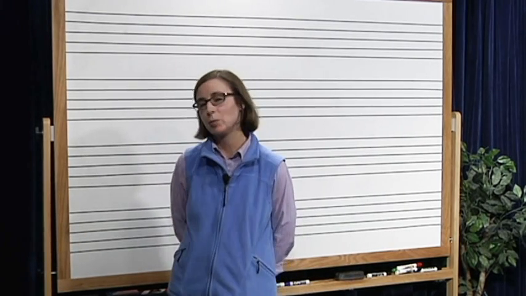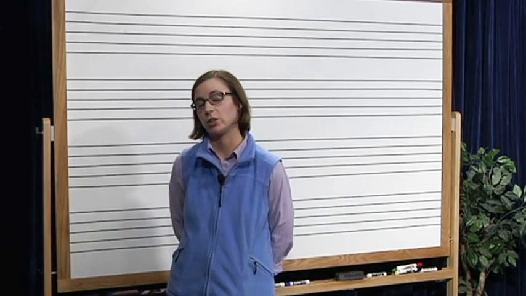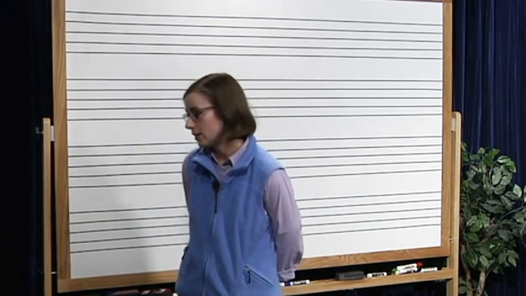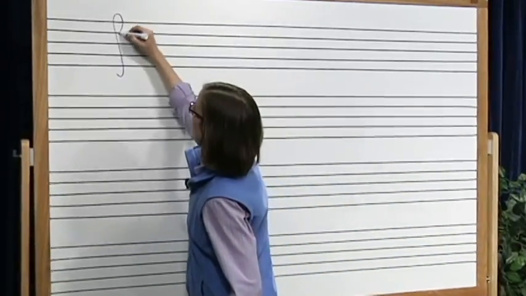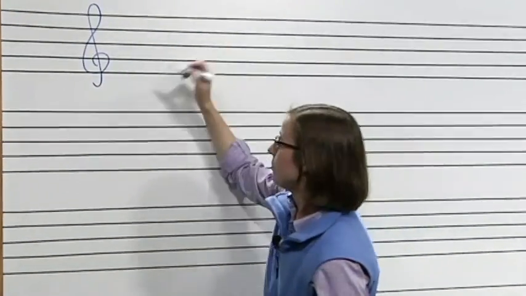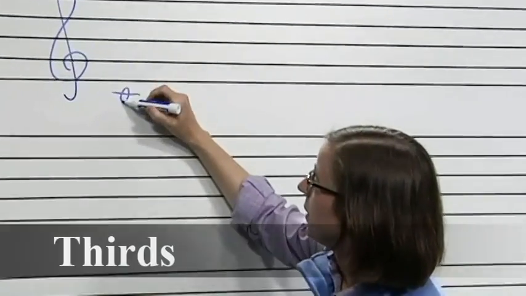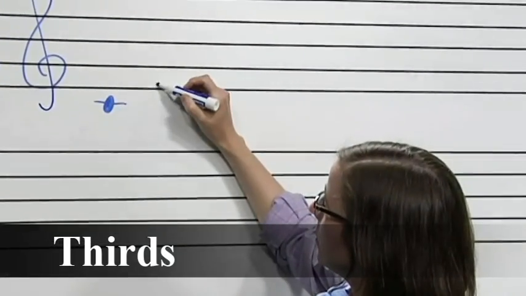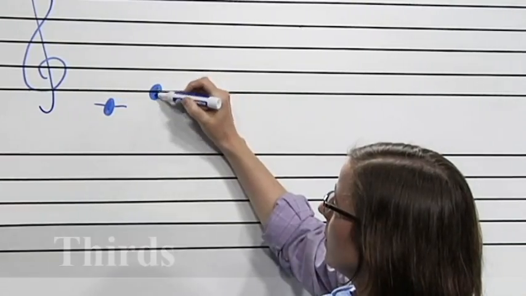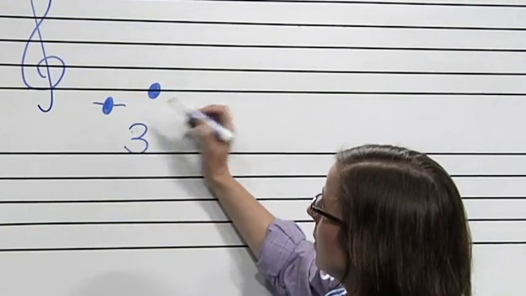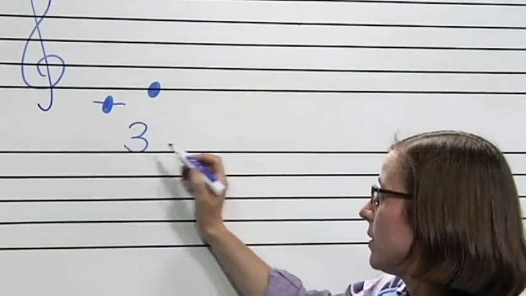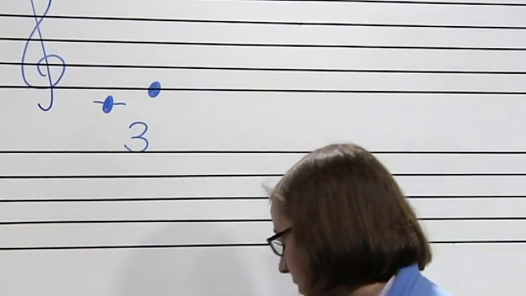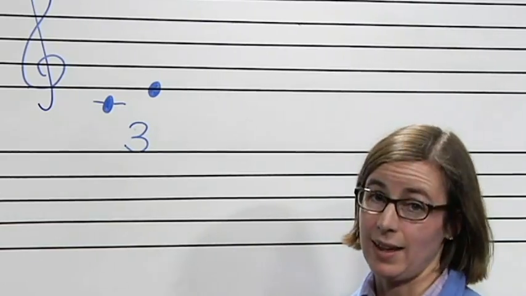In this lesson, I'm going to talk a little bit more about consonant intervals, which are thirds and sixths. So we've already talked about how you can notate an interval. And I'm going to notate a third right here, up from C, just like this. But now I want to add a little bit more information about this third. And the way I'm going to do that is to count the half steps that are within that third.